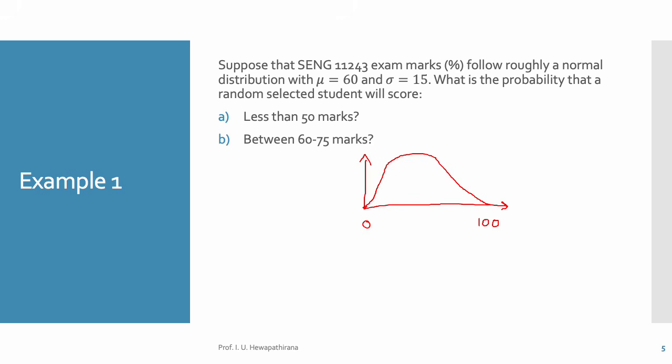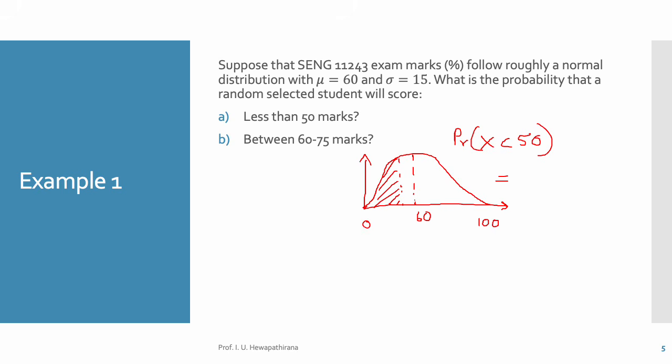And they are asking what is the probability that the marks will be less than 50. So the mean is 60, right? What is the probability that marks will be less than 50? So the probability that capital X will be less than 50, right? So how do we calculate this?